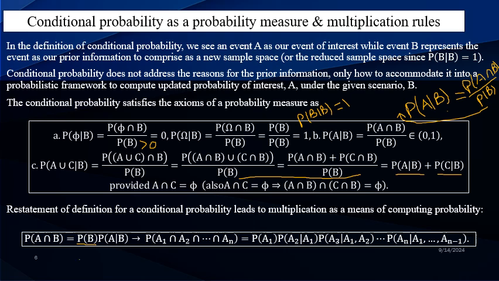What is the definition of joint probability? It will be probability of A into probability of what? B given A. So it depends upon your approach, which one you see first. Probability of B given A.